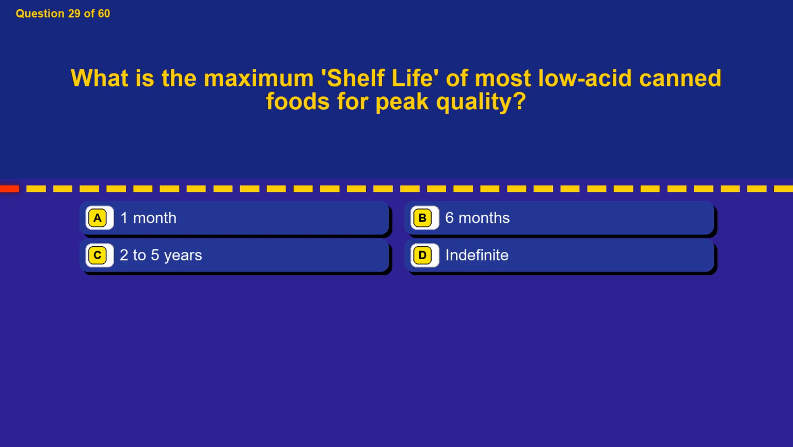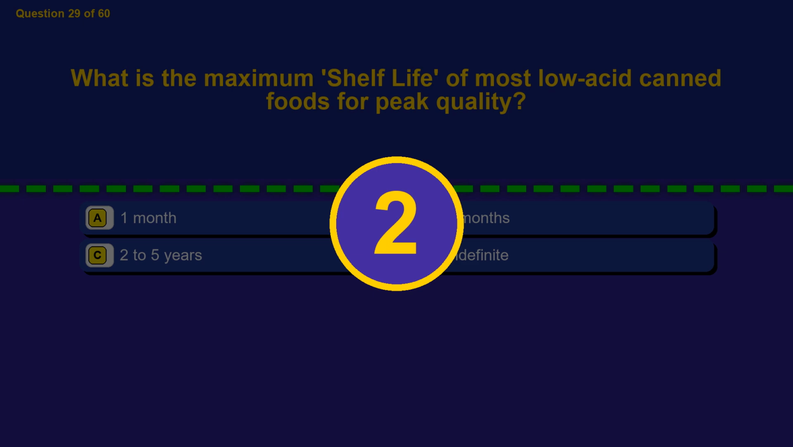Question 29. What is the maximum shelf life of most low-acid canned foods for peak quality? Option A. 1 month. Option B. 6 months. Option C. 2 to 5 years. Option D. Indefinite.